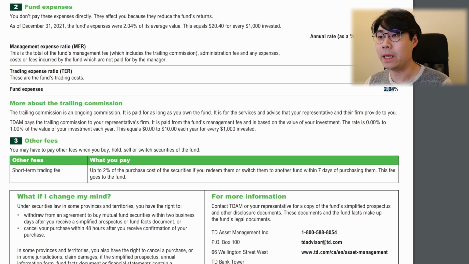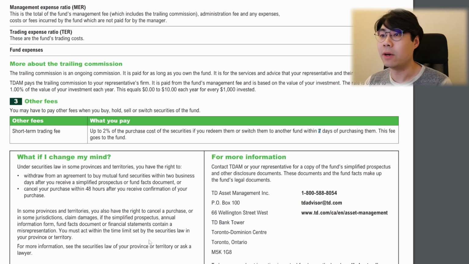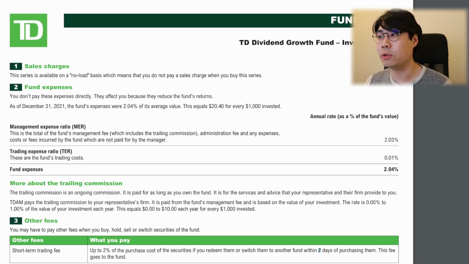And we can look at if there's any other fees, right? So there is a short-term trading fee. Short-term trading fee is what we talked about, the redemption fee. So it's up to 2% of the purchase cost if you redeem them within 7 days of purchasing. Sometimes other funds may have other miscellaneous fees, and you also want to watch out for those. But in this case, for this mutual fund, there's only 3.